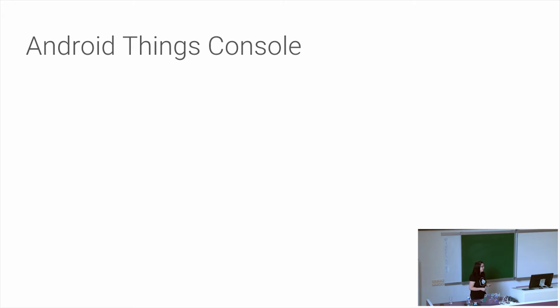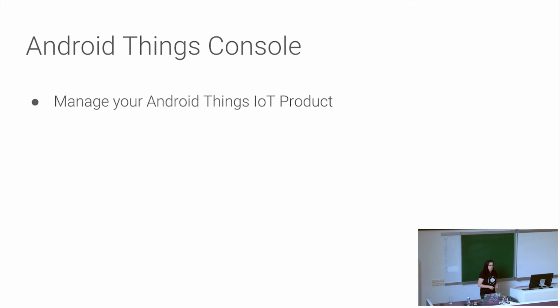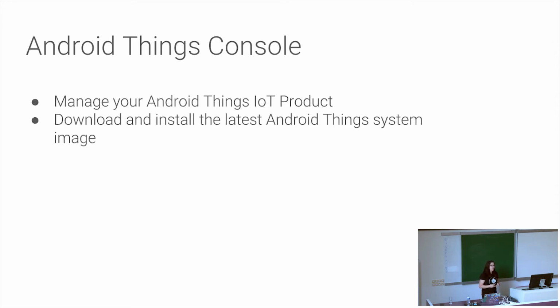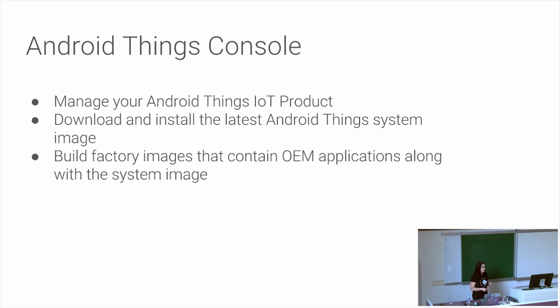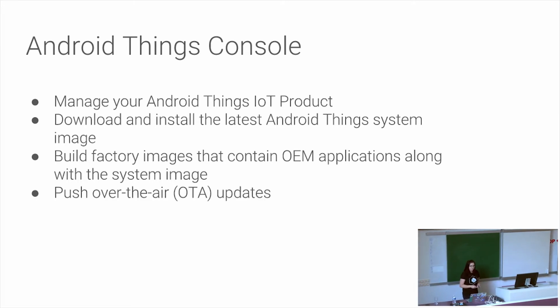Okay, so taking a quick look at the Android Things console. The Android Things console allows you to manage your IoT product. This is where you would typically go and create your product and set certain information about your product on there. It's also where you would download and install the latest version of Android Things for your devices that you're building on. So you can build your factory images that contain the OEM applications that you want, and then, along with the system image, download that and flash it onto the device that you have.